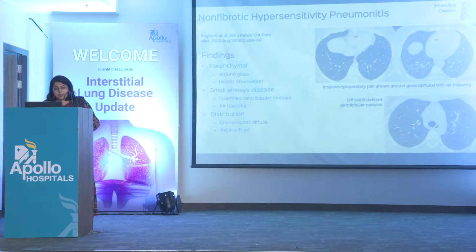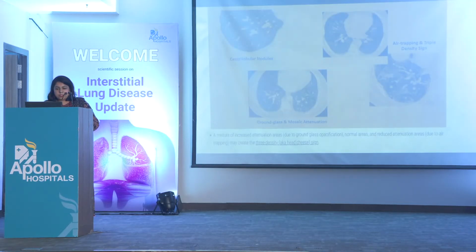These should be present to call it a non-fibrotic hypersensitivity pneumonitis. So in the CT scan over here, there is parenchymal involvement, that is ground glass opacity, there is mosaic attenuation, then small airway disease is present, ill-defined centrilobular nodules are present, signs of air trapping are present, and the distribution is craniocaudal or it can be axial. So in this CT scan we can clearly see the centrilobular nodules. Over here there are centrilobular nodules. This is the air trapping. This is a triple density sign. In the triple density sign, there are areas of air trapping, there are normal areas, and there are areas of mosaic attenuation. So you can see three different kinds of picture in this, giving it the name triple density sign.